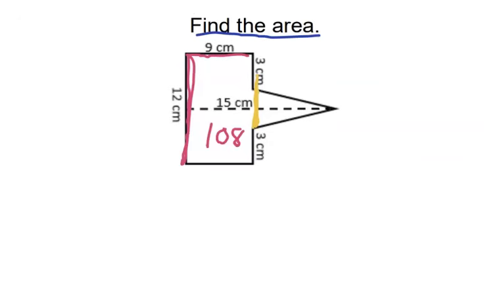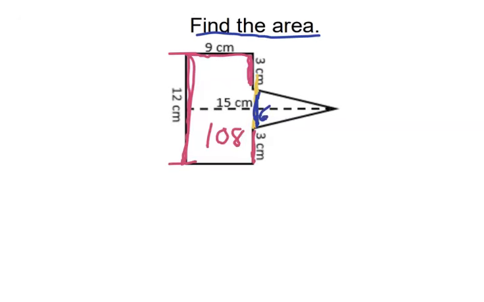Well, the triangle is not quite as easy, okay, but we know that this is 3 and this is 3. We know the whole distance is 12. So if we take 12 minus 3 and then another minus 3, well, 3 and 3 is 6. So 12 minus 6 is 6. So the distance across here is 6, right?